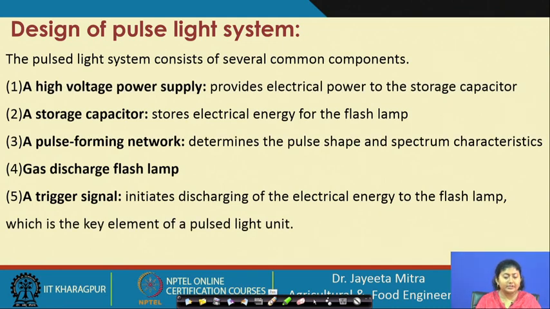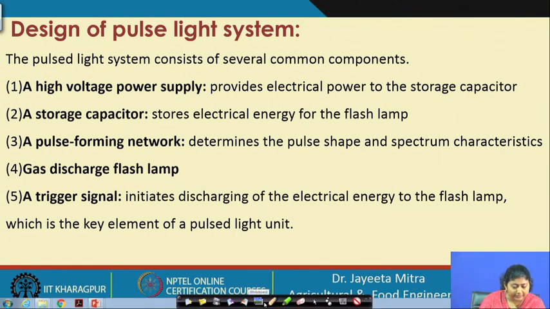Now, the pulse light system consists of several components. So, what are those components? One is the high voltage power supply that provides the electrical power to the storage capacitor. There is a storage capacitor to store the electrical energy for the flash lamp.